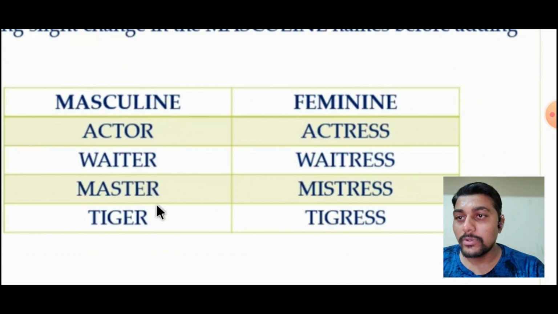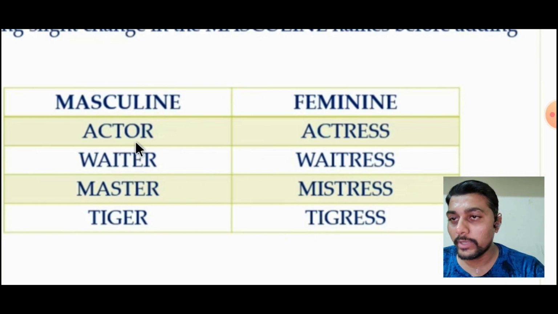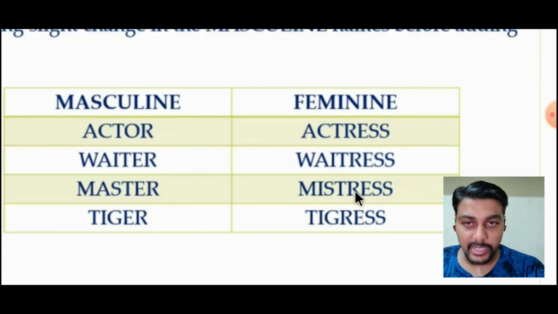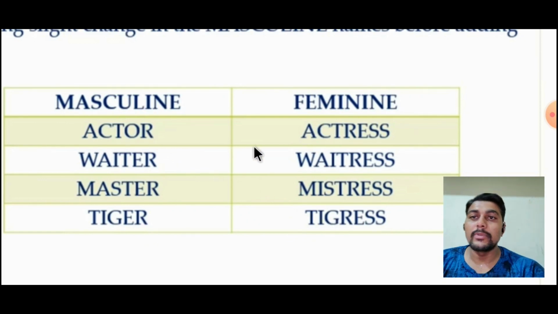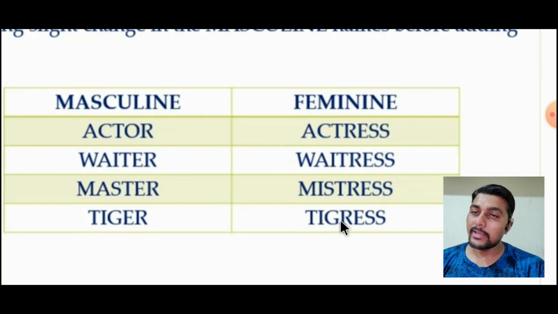These are in the masculine gender and here in the feminine gender. Actor, actress. Here you can understand that the O is omitted, and actor becomes actress. Waiter becomes waitress. Here also the E is omitted. Then master becomes mistress, and tiger becomes tigress.